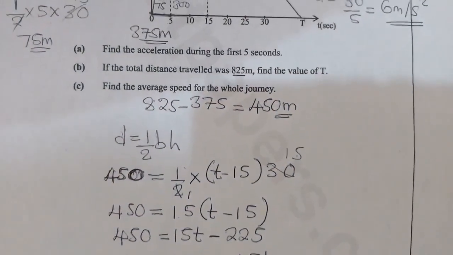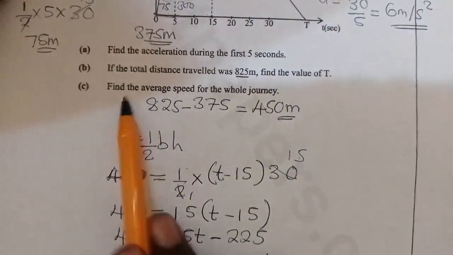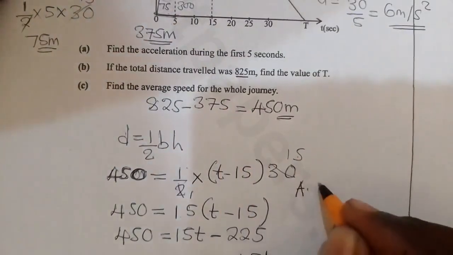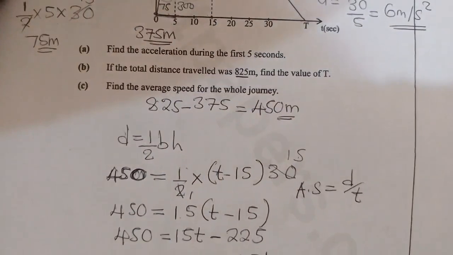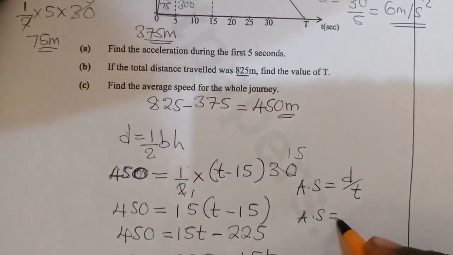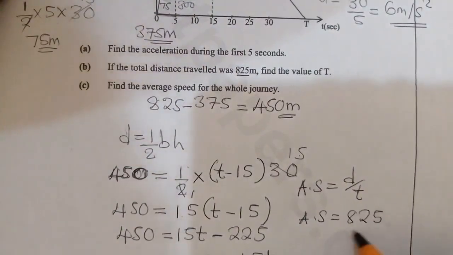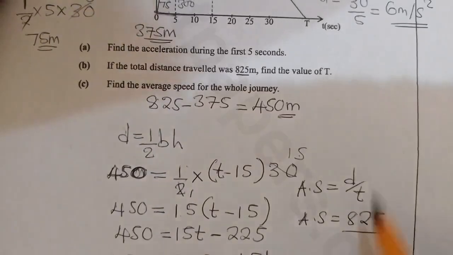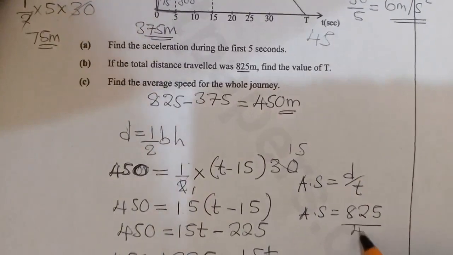What is the last question saying? The last question is saying, find the average speed for the whole journey. So you know that average speed is equal to distance over time. The distance covered was given as 825. Then the total time is the t that you calculated there, which is 45. So I'm going to say over 45.